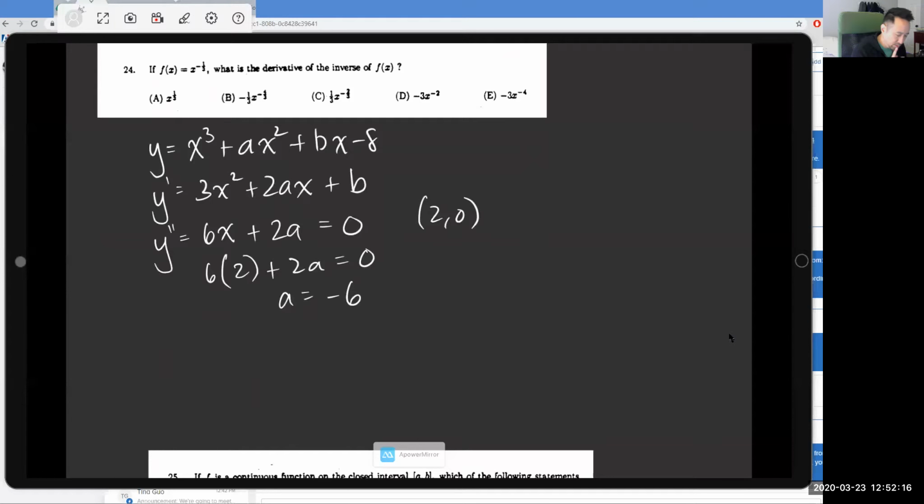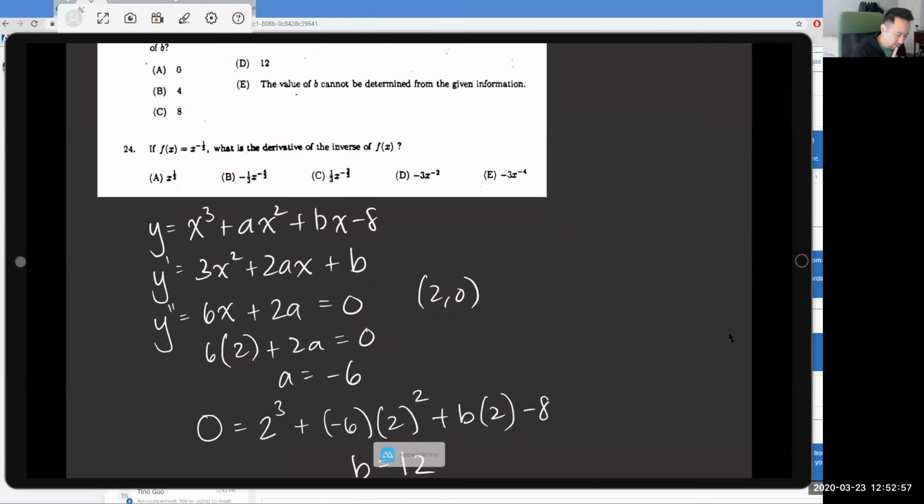So I can use my original equation and the fact that I have the point where the point of inflection lies, (2, 0). In my original equation, instead of x cubed I put 2 cubed, plus my a value, negative 6, times my x value, 2 squared, plus b times 2 minus 8. And I forgot to input my y value, right? So let me change that out: my y value is 0. And here we could definitely solve for b, right? If I solve that, b, I believe, is 12. Okay, so it looks like my answer is going to be B.